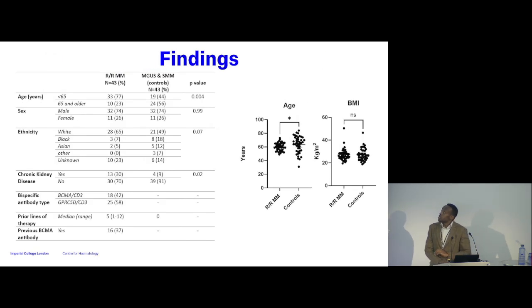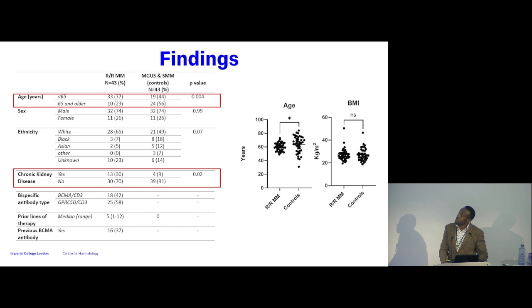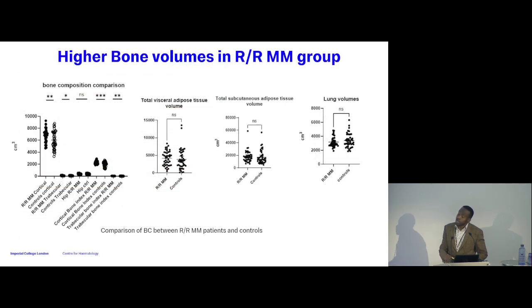Our results: our patients were well matched with controls, apart from two very important differences. Our controls were slightly older, and there was a high prevalence of CKD in our myeloma patients, as you'd expect. Our patients were heavily pretreated, with a median of 5 prior lines of therapy, and about 37% of them had received a previous BCMA-targeted therapy. But for the other characteristics, they were fairly similar, including the BMI.